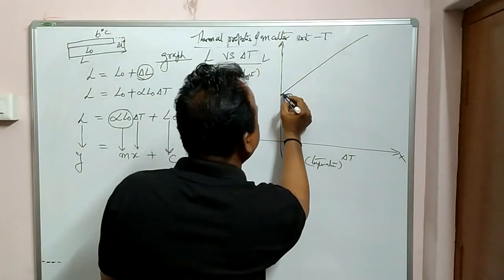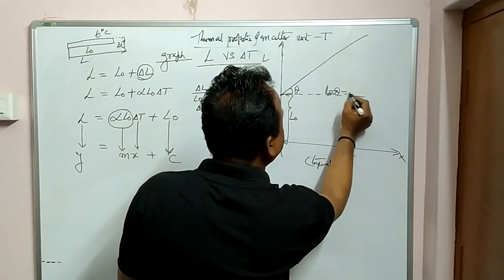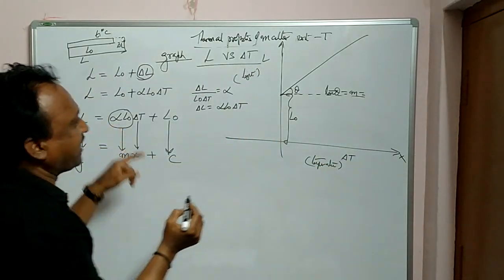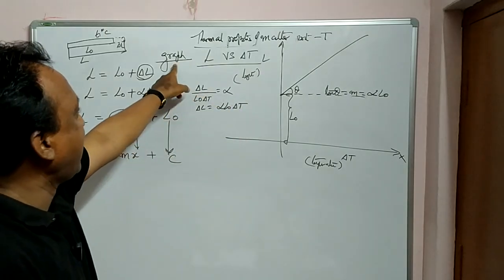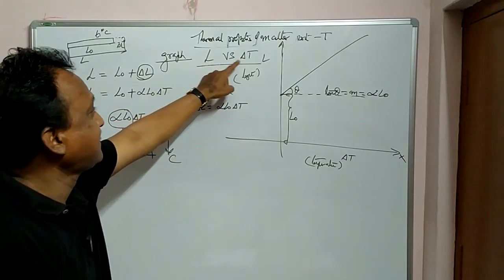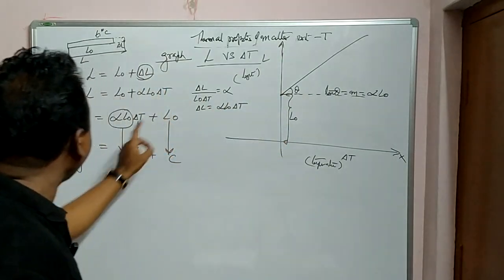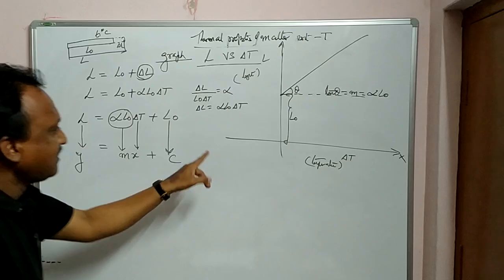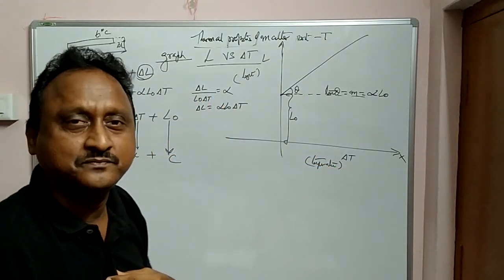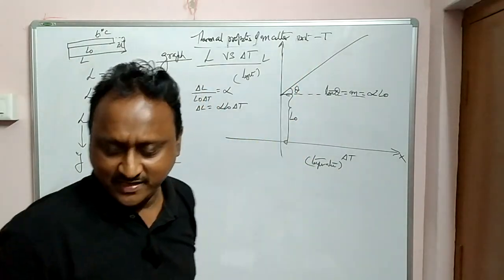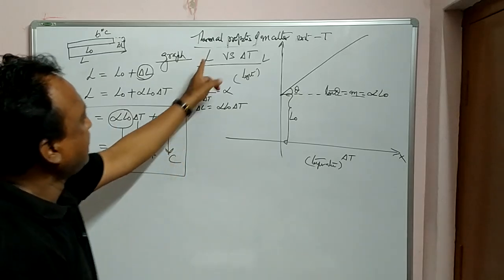స్లోప్ ఎంత దీనిది? చూడండి, స్లోప్ ఎంత? tan theta. Tan theta is equal to m. Slope ఎంత వచ్చింది? alpha L naught. So like this you can explain the graph for change in length versus temperature difference. You can see the intercept ఎంత వచ్చింది? Intercept y axis మీద L naught. On x axis you have taken temperature difference delta t. So m ఎంత? Slope alpha L0. Tan theta slope ఎంత? Alpha into L0. Okay. So like this you can explain the graph for L versus delta t.